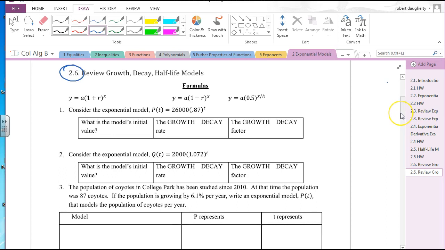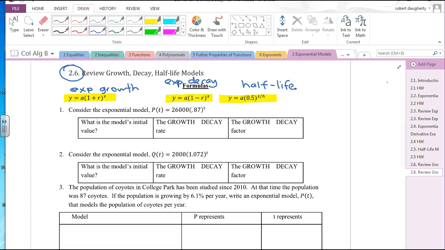There are three formulas that we worked with in this section. You will see them just like this with no explanation, and you will need to know when you look at this that this is exponential growth. The next one you see is exponential decay. And the next one you see is half-life, which is just a special case of exponential decay. Okay? Then I ask a few questions here.